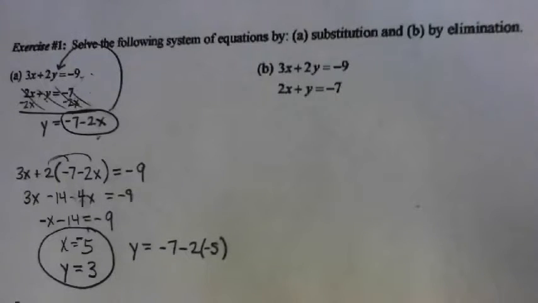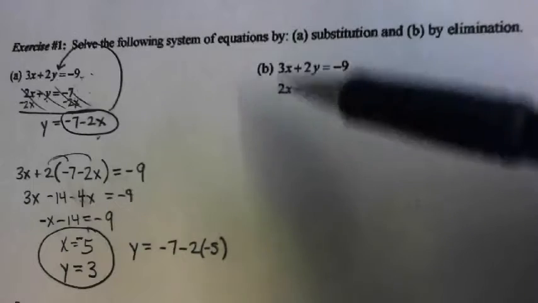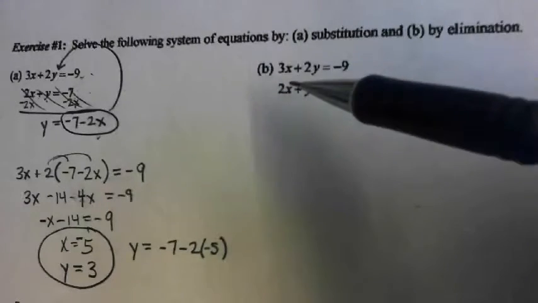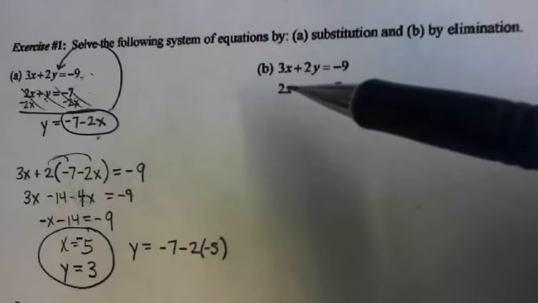Right, so you have to choose either to get your x coefficient the same number, which you'd make those both 6's if you chose the x.